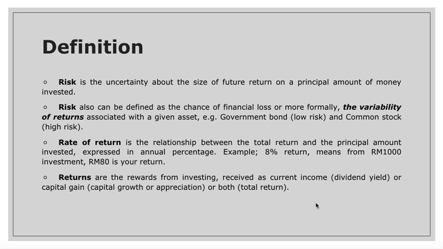So what is the rate of return? As given in the example here, if you have a 1,000 investment and you get an 80 ringgit return from the investment, the rate of return is 8%. How do we calculate the 8%? 80 divided by 1,000, times 100, because it is the relationship between the total return and the principal amount invested, expressed as an annual percentage. So if we want to know the percentage, we divide. That is the rate of return, which must be in percentage, so 8% here.